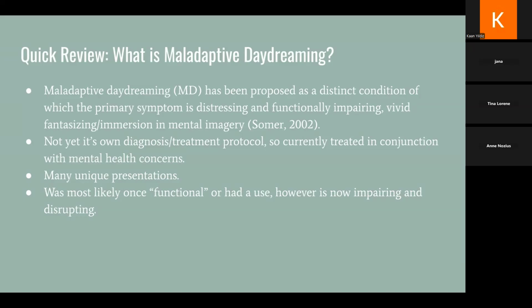So, as a clinician, I usually treat this in conjunction with other mental health concerns, like Jane said, like OCD, complex trauma, ADHD, and autism spectrum disorders. So, we take from a couple of different modalities in order to tailor treatment to clients. And I would encourage you all to be open to different ways of structuring your treatment as well. There are many different unique presentations of MD, and I always like to tell clients that this was most likely functional at one point. There was a problem where it was probably adaptive and had a use. However, now it is really impairing and disruptive to the things that we're trying to do in this world, whether that be work, studying, socializing, and many others.